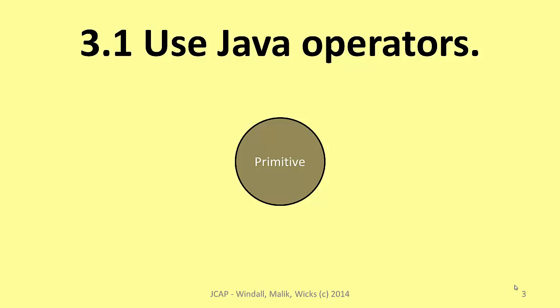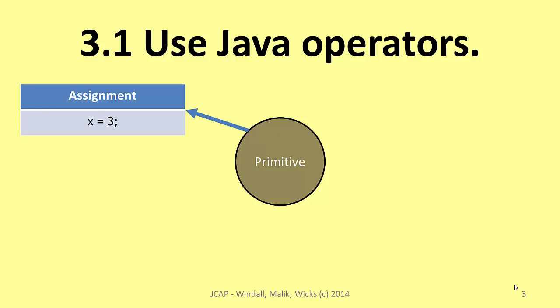3.1, using Java operators. The first thing you need to know is that operators only work on primitive data types. So those are the data types that are native to Java, such as integer and Boolean. These can be assigned values. So if we have an integer variable that we've created called x, we can say x equals 3. And that means the content of variable x is now 3.